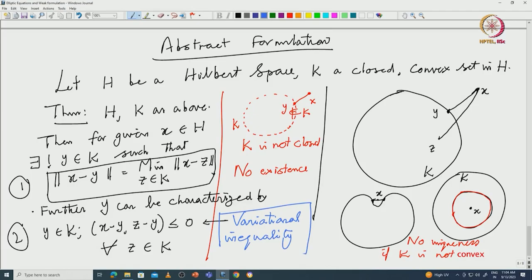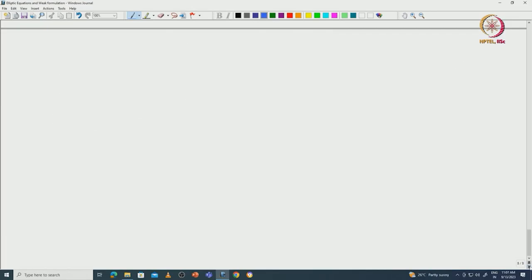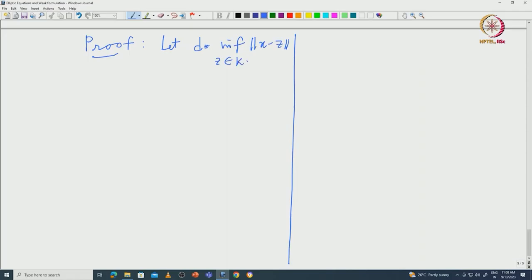Okay, so you have your proof there. Let me try to give a quick proof of that, verifying the steps. For any minimization problem, the proof: let D be equal to the infimum of the norm of X minus Z, Z in K. How do you proceed? The moment you want to attack any minimization problem, you look for the minimizing sequence. This is the definition of the infimum. So let Zn belong to K such that the norm of X minus Zn goes to D.